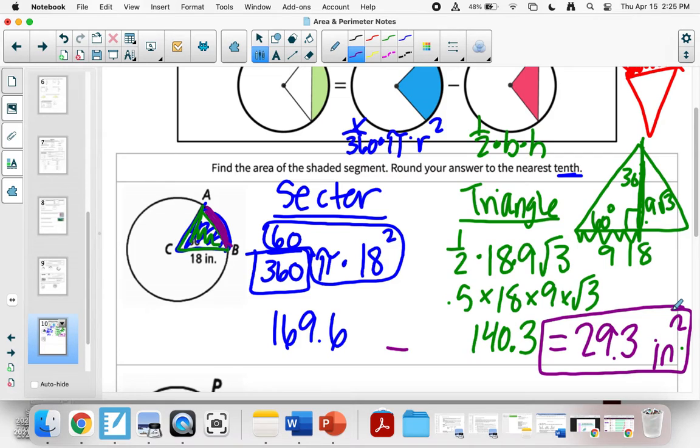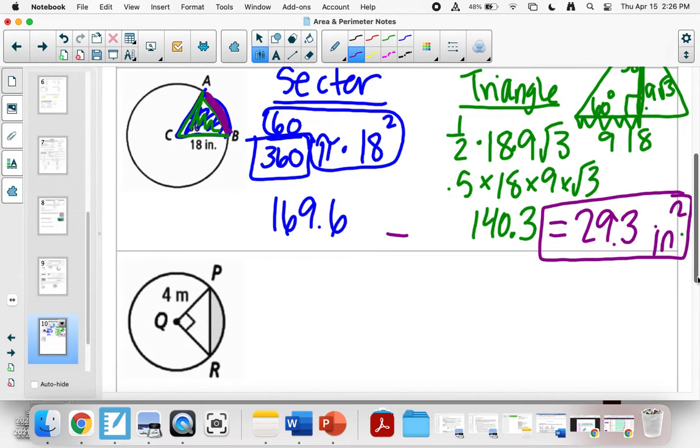Questions on that one? You have to figure out the whole slice, take out where the sauce and cheese go, and you're left with the crust. I love pizza. It's my favorite.